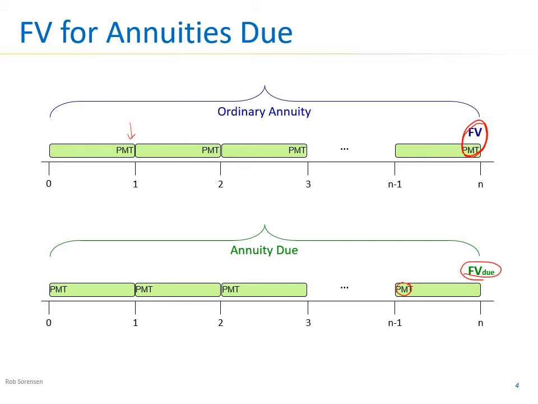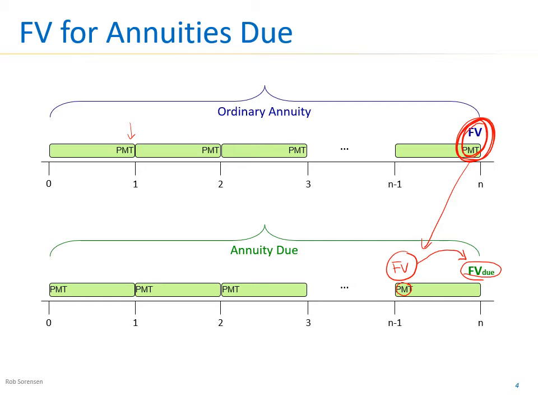It's one period different. So how am I going to handle that? Well, I do have a formula up top that gives me a future value at the same point in time as the last payment. I could apply that formula down here to get a future value, and then just carry that amount of money forward one period in time, and that would give me a future value due.